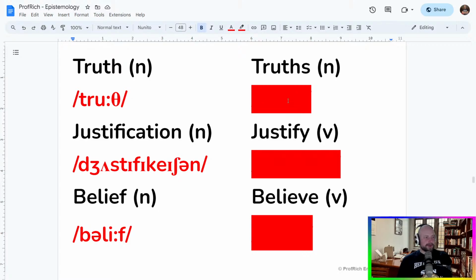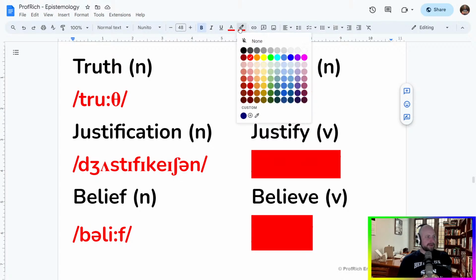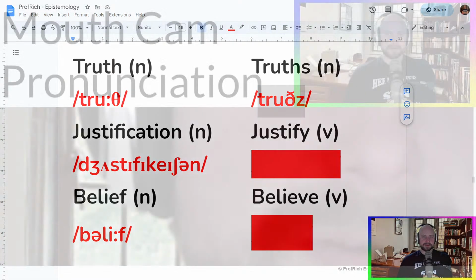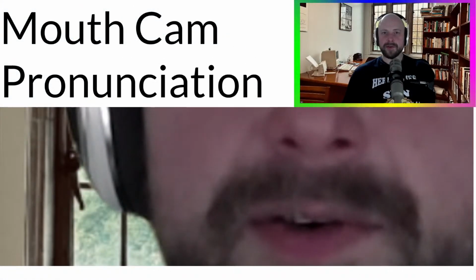So I'm going to show you these ones on the right now. We have this one. Notice there's quite a big difference at the end, quite a big difference. So truth becomes truths. Truths.